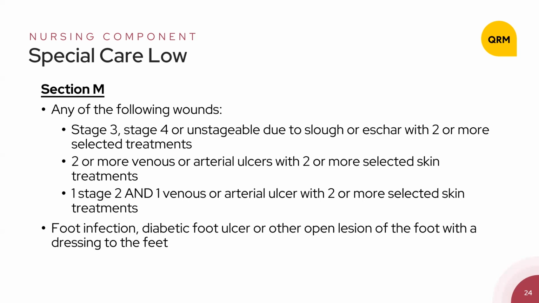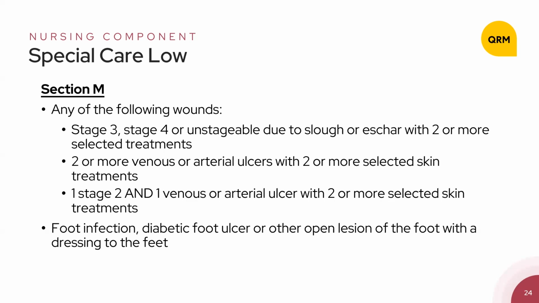where all of our skin issues are documented. So if the resident has a stage 3, stage 4, or unstageable due to slough or eschar with 2 or more selected treatments, they'll get into this category. If they have 2 or more venous or arterial ulcers with 2 or more selected skin treatments, they'll get here. Or 1 stage 2 and 1 venous or arterial will get them into this, and with 2 or more selected skin treatments, we'll get them into this category.